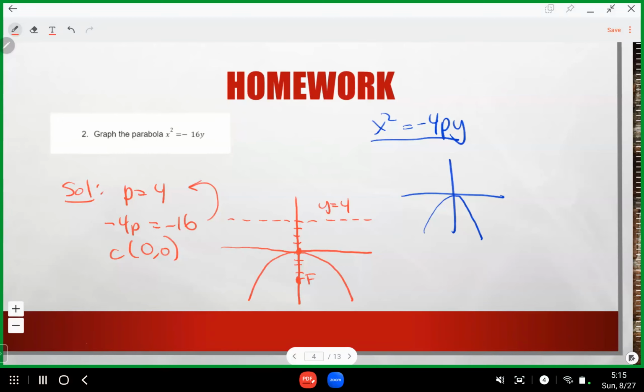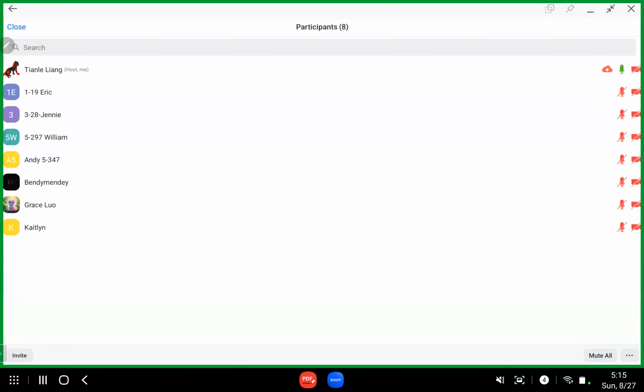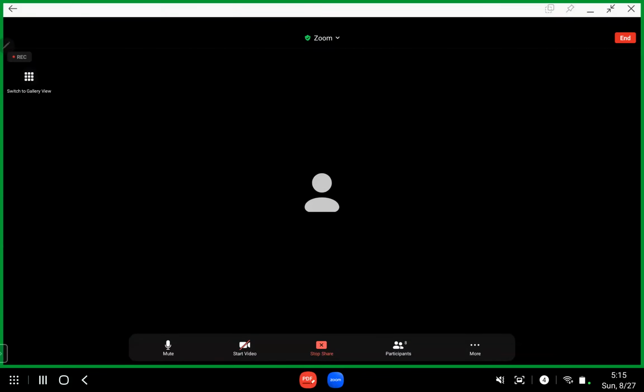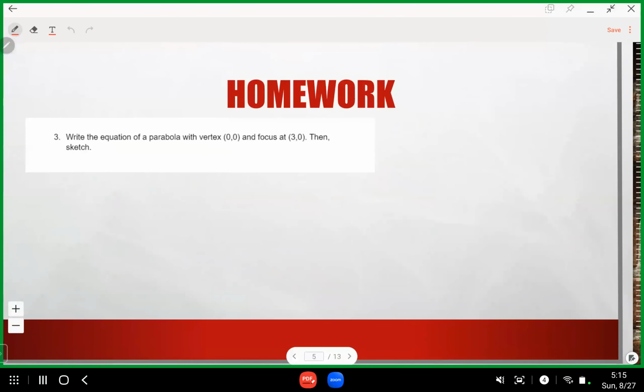So, are there any questions? If there are no questions, then I will continue. So we have another question about a parabola here. Write the equation of a parabola with vertex at 0, 0 and focus at 0, 3. Then sketch. So I'm going to give you guys that didn't do this one a few moments to do it, and then we'll go over it.